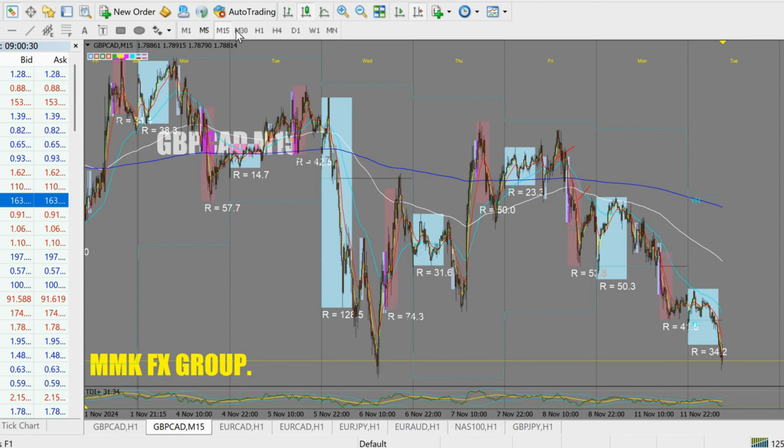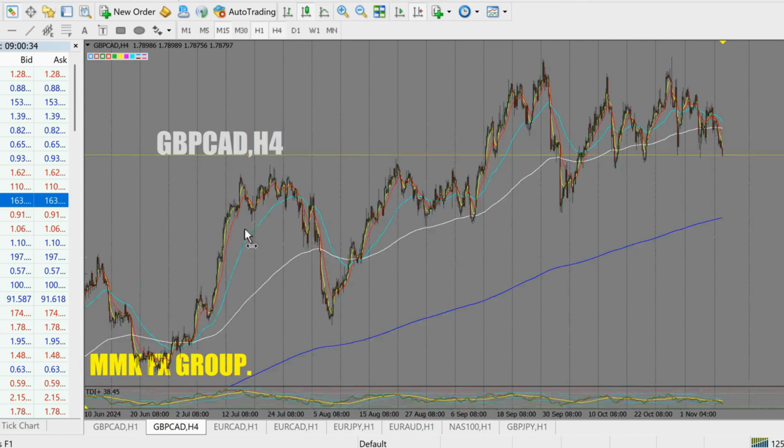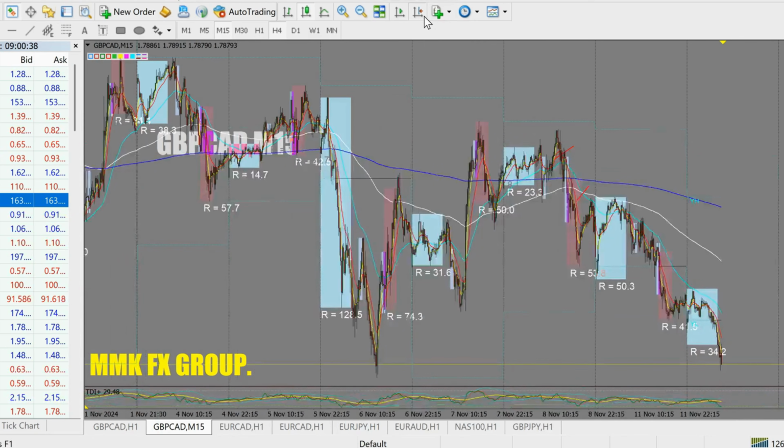Okay, so that's it for GBP CAD. Very straightforward. No rocket science there. It's just simple structure.